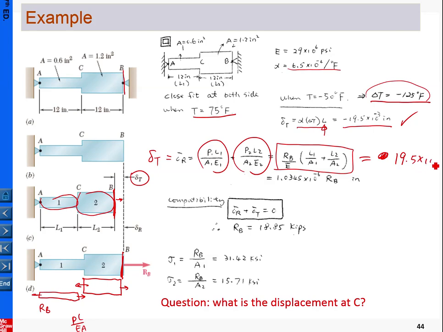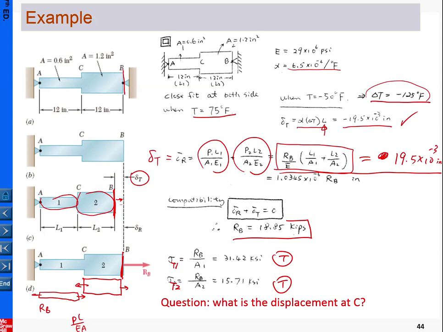119.5 times 10 to the minus 3 inch. So using this equation we can solve for RB. So solve for RB, then the reaction here, so the thermal stress in A, and that is this one, so that is the thermal stress in material 1, and this is the thermal stress in material 2. So that is like this. So we can tell that the thermal stress here is tensile, because that has been maintained to stretch.